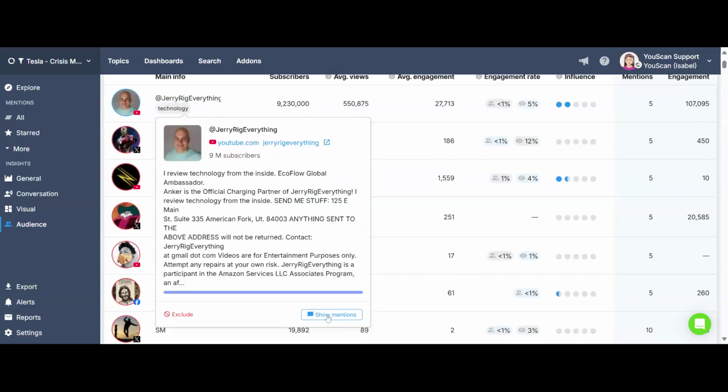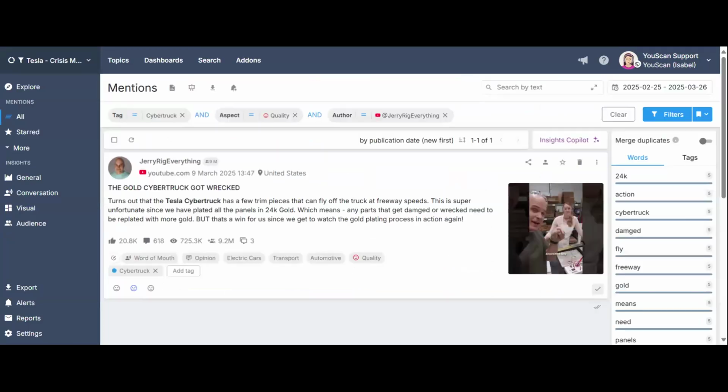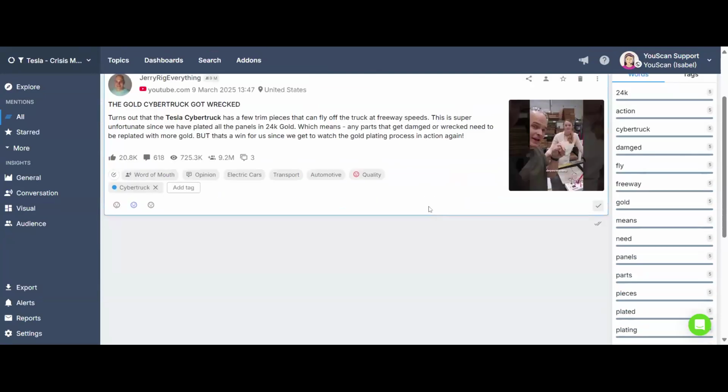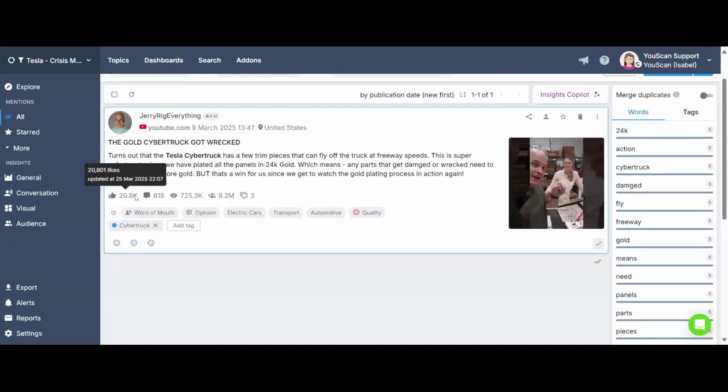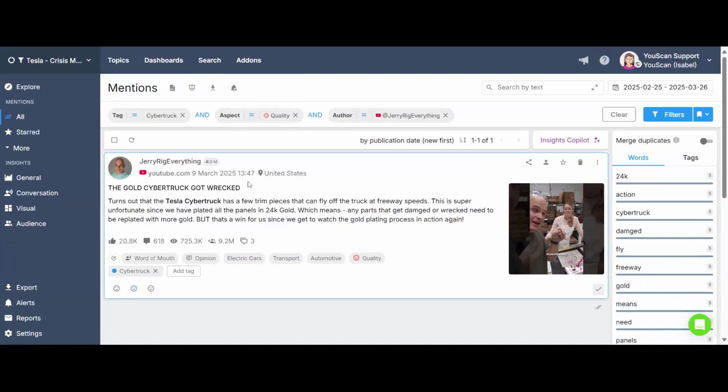I can click on show mentions. The platform is going to send me to another tab, and I can see this, for example. It's a negative mention that got super popular, from a super popular guy on the internet who's talking about the quality of Cybertrucks.